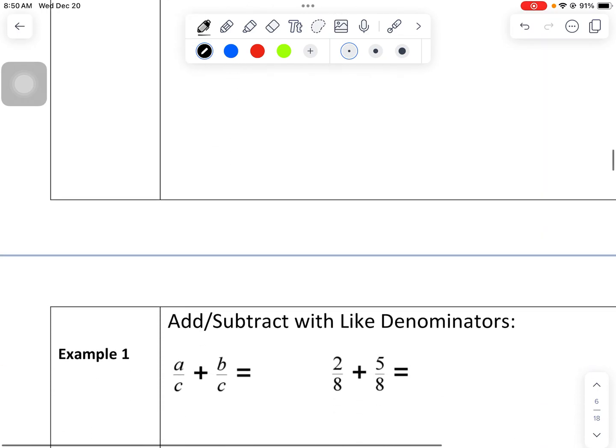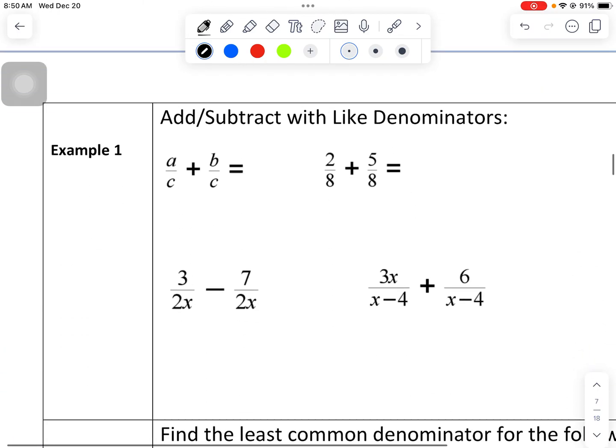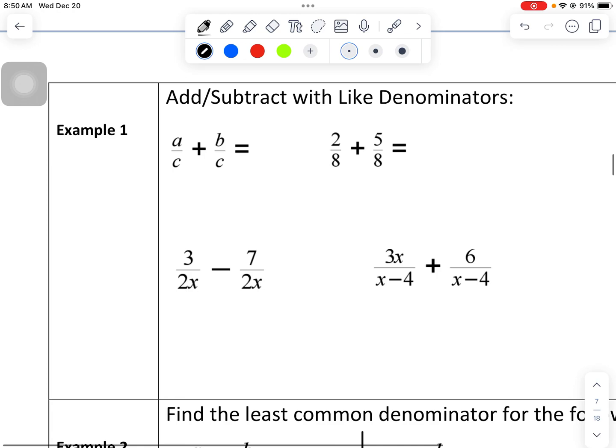Okay. Again, for the sake of the video, I'm just going to go through these because it'll take a little while. So for adding and subtracting with like denominators, the idea here is you need to have a common denominator in order to combine fractions, whether you're adding or subtracting. So it's a little bit different than when we were multiplying and dividing. So let's start with this one here that says 2/8 plus 5/8.